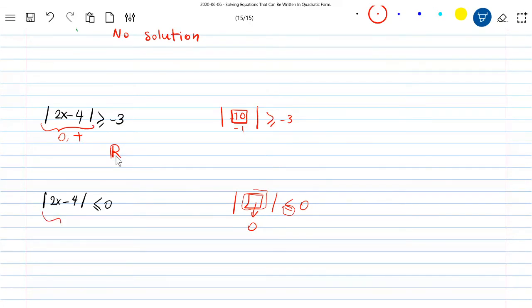If you look at this inequality, 2x minus 4 less than or equal to 0. If 2x minus 4 was 0, what you get is x equal to 2. Can I replace x with 2 in the inequality? 2 times 2 would be 4, minus 4 is 0. Is 0 less than or equal to 0? Yes, it is. So this would be a solution for your inequality. So this is the solution set here. It's not an interval. It's just one number. 2 is the only number that satisfies.